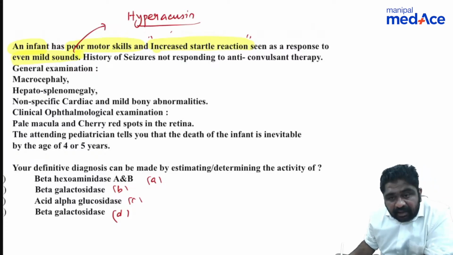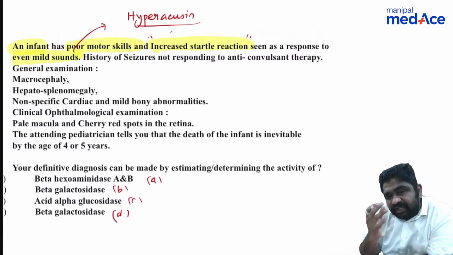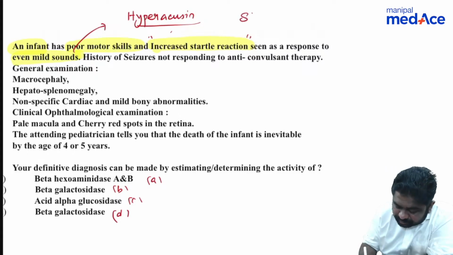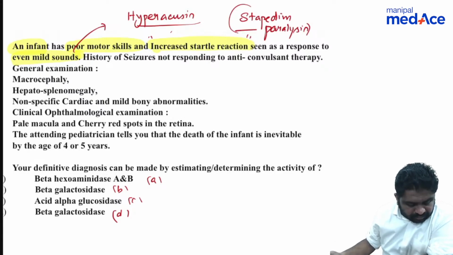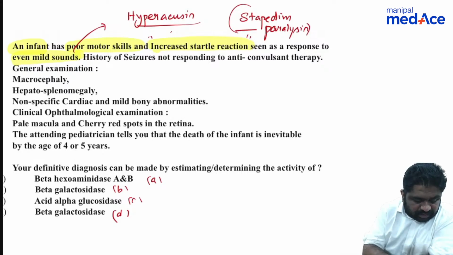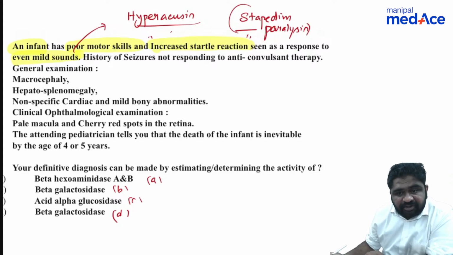In applied anatomy and in case of ENT, you will come across this sentence. Hyperacusis can be a property of stapedius paralysis. Do you remember this? Hyperacusis can be seen as a property of stapedius paralysis in both ENT and anatomy. Now the same hyperacusis is happening in this case.